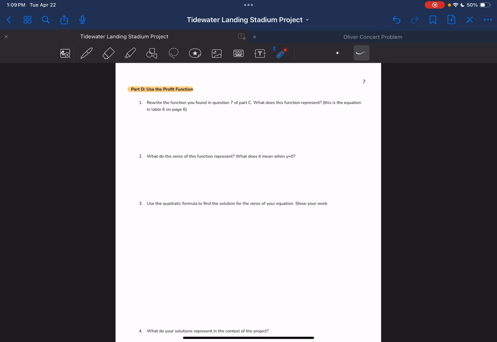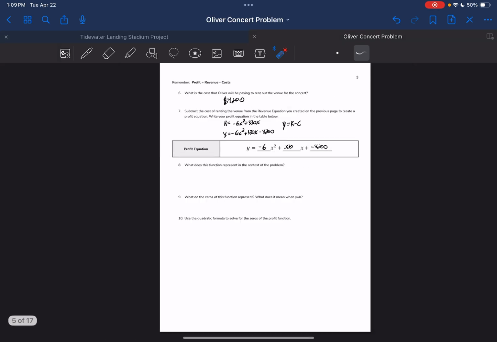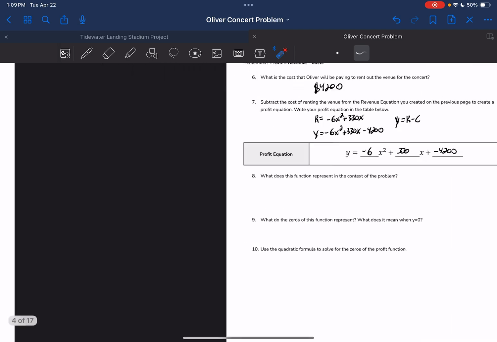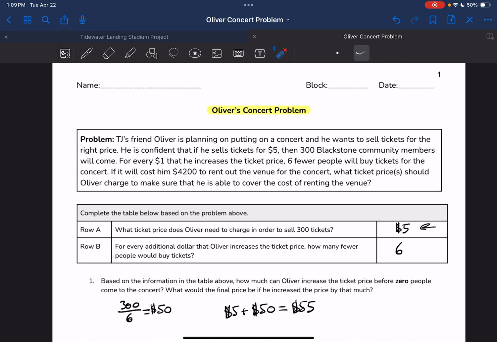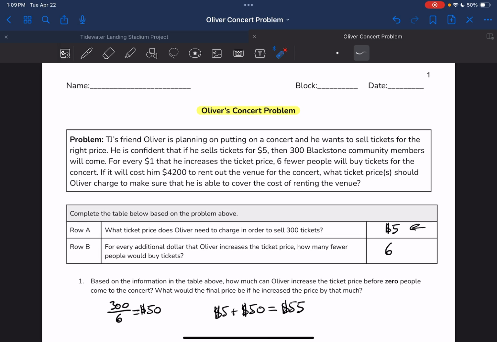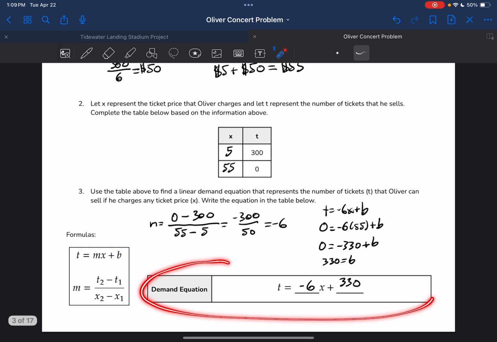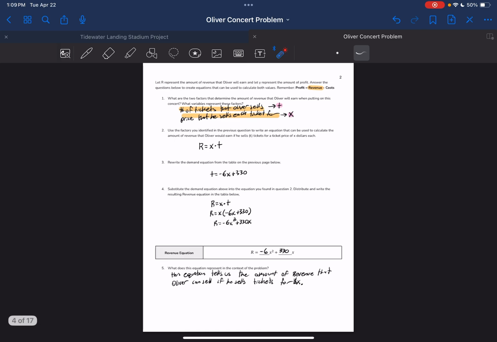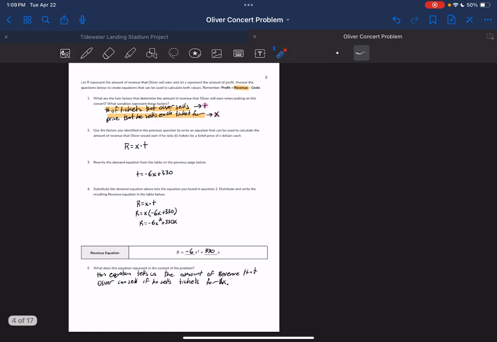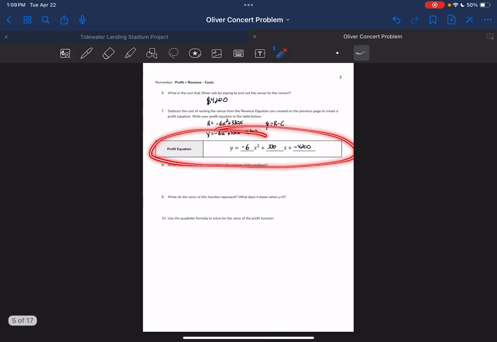So as always, to approach this, we're going to be going through the math for the Oliver concert problem. Just as a reminder, Oliver is planning a concert, confident that if he sells tickets for $5, 300 people will come. Every $1 increase in the ticket price, 6 fewer people will come. And the cost is $4,200. We used that in part A to create a demand equation, and then in part C, we used that to make a profit equation.